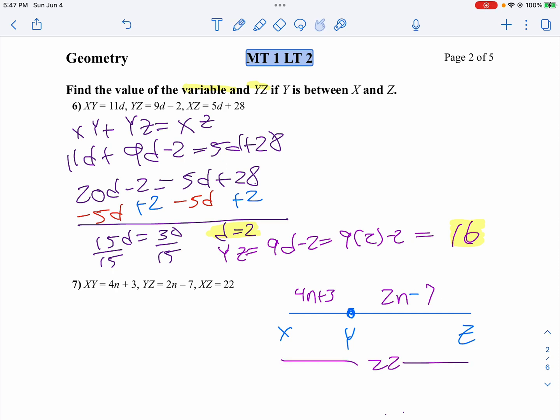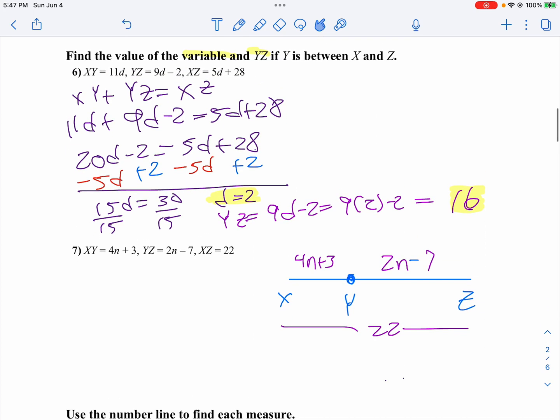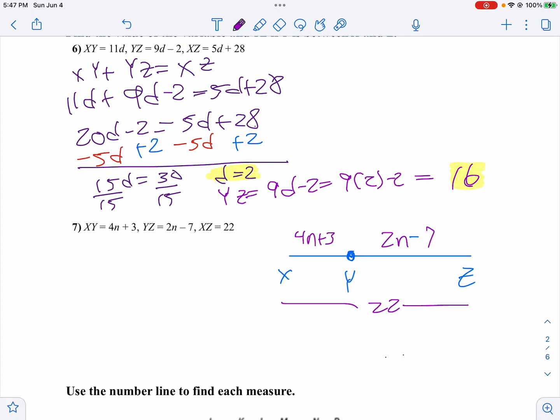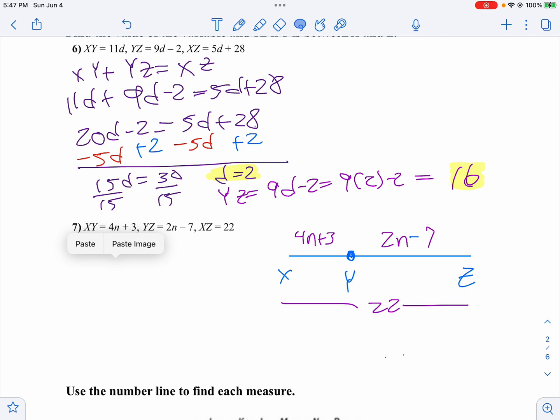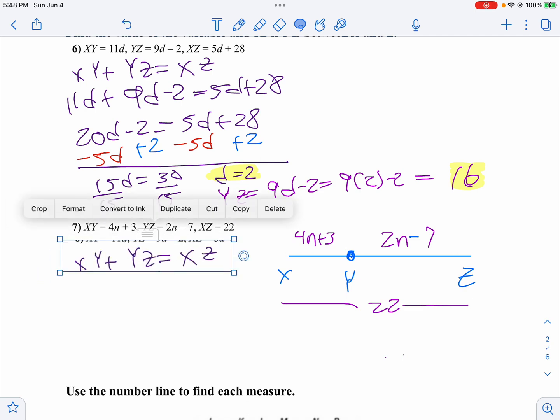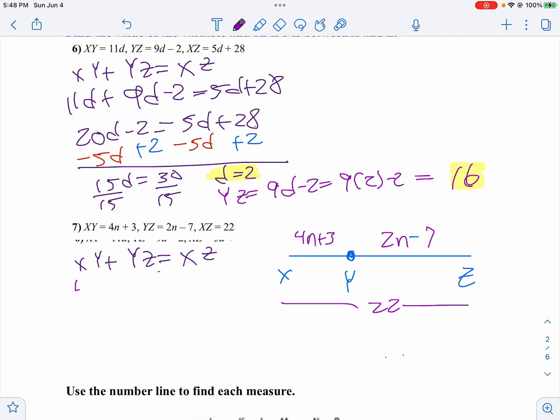As far as I'm concerned, I think this problem's simpler than question number 6. It's easier to write the equation. So we're going to use our same thing we did up here. We know x to y plus y to z equals x to z. And then I'll just replace x to y, which I know is 4n plus 3, plus 2n minus 7 equals 22.